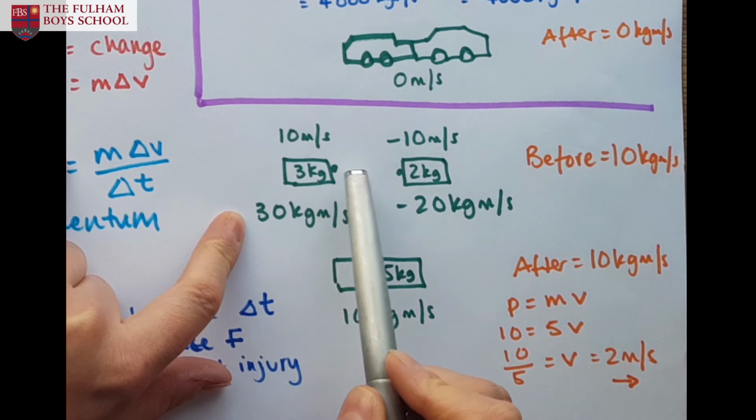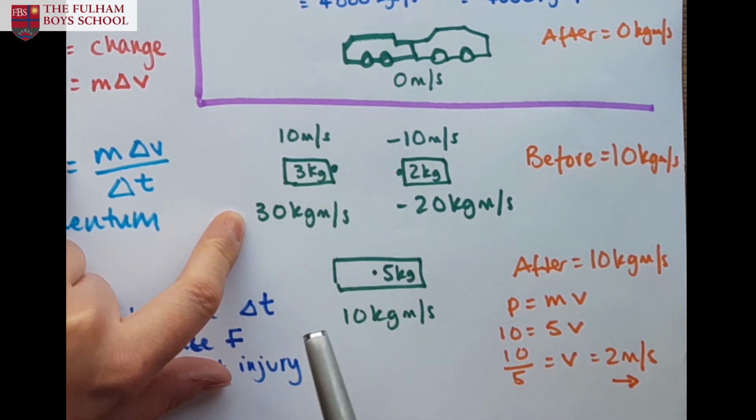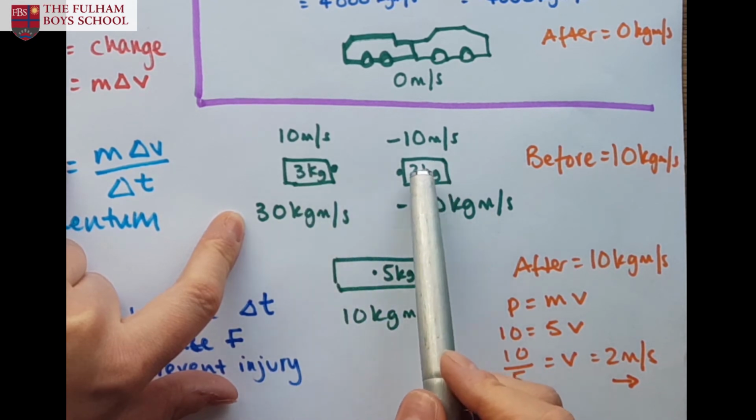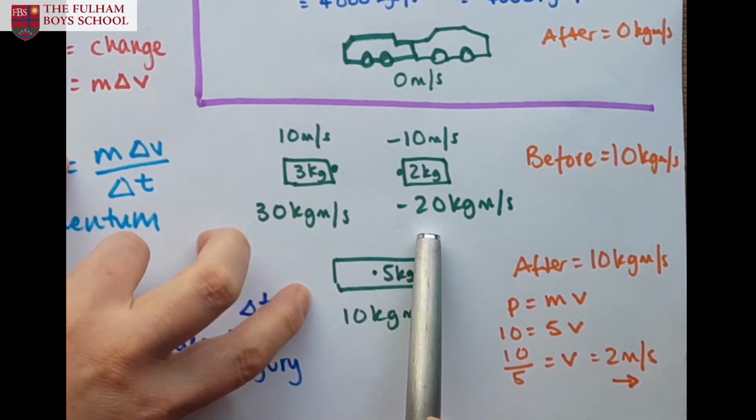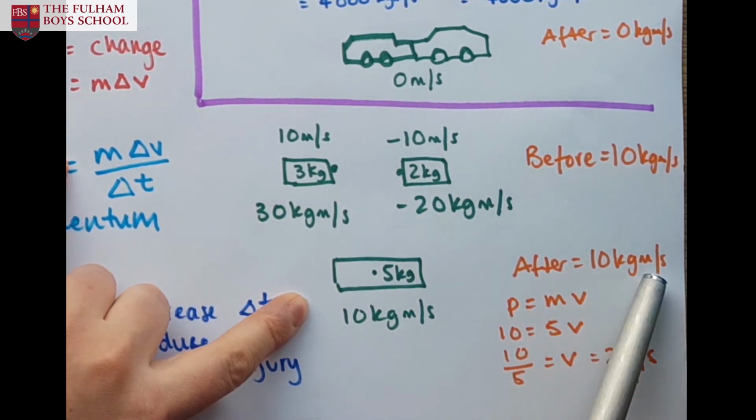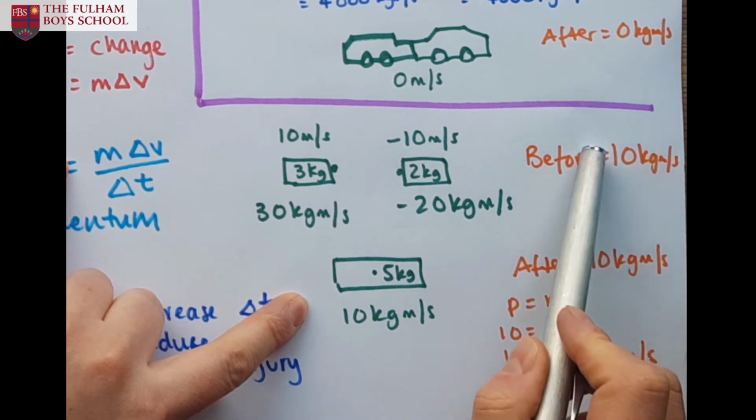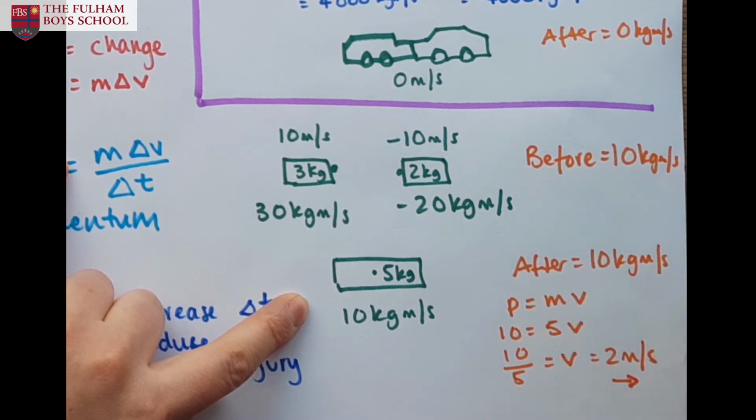You notice these have dots on them. This is sticky. The idea is these things are going to stick together and we're going to work out what speed they're going to move off with when they've stuck together. So we know that after the momentum is 10 kilogram meters per second because of the conservation of momentum. So long as there are no external forces acting, that's fine.